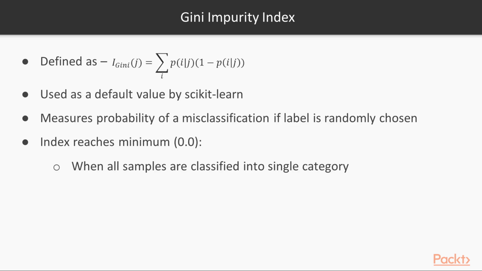Next we'll look at the Gini impurity index. The Gini impurity index is defined as shown, where the sum is always extended to all classes. This is a very common measure and it's used as a default value by Scikit-learn. Given a sample, the Gini impurity measures the probability of a misclassification if a label is randomly chosen using the probability distribution of the branch. The index reaches its minimum, 0.0, when all the samples of a node are classified into a single category.